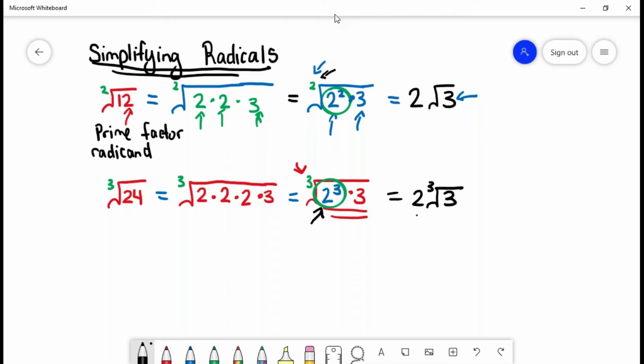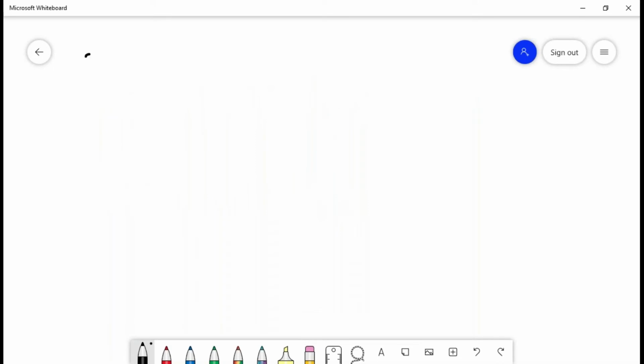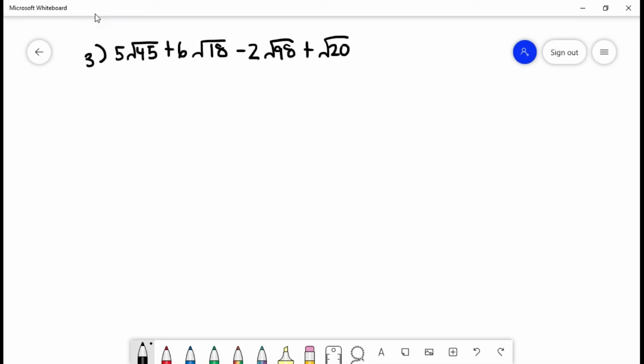So now that we've simplified this, I think we can move on to our next problem, which will utilize some of these concepts. So now, moving on to question number 3, we have 5 root 45 plus 6 root 18 minus 2 root 98 plus root 20.